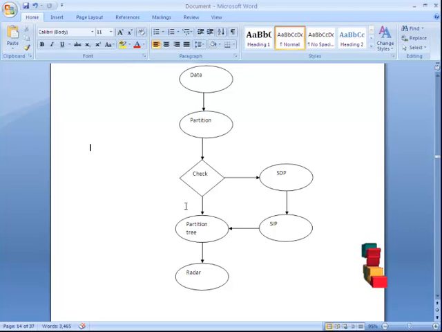The data and the partitions. The data we are using is water level spatial data. The spatial data includes latitude and longitude position and well depth, a lot of collections of the water level state wise. We have mentioned the four types of partition we are using: STP, SIP, partition tree, and radar process.